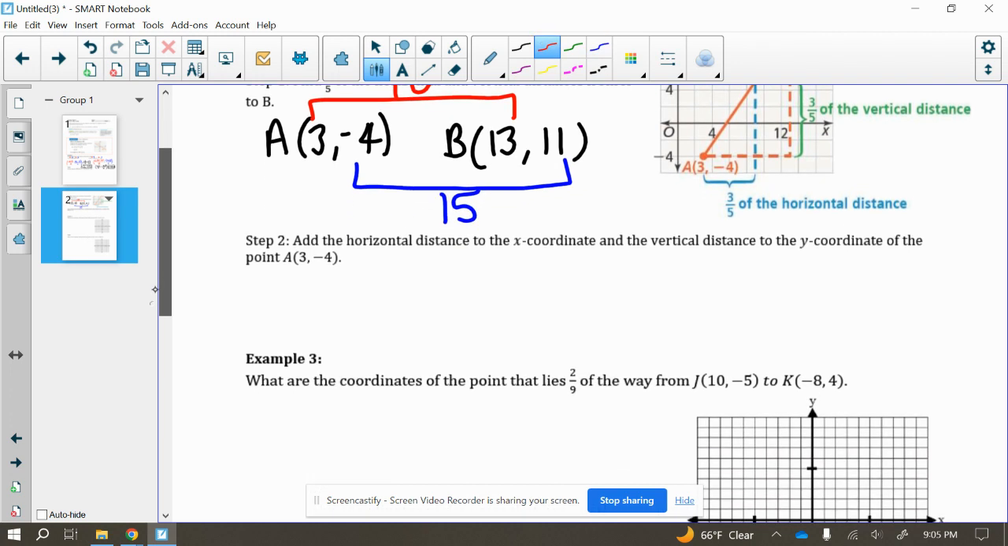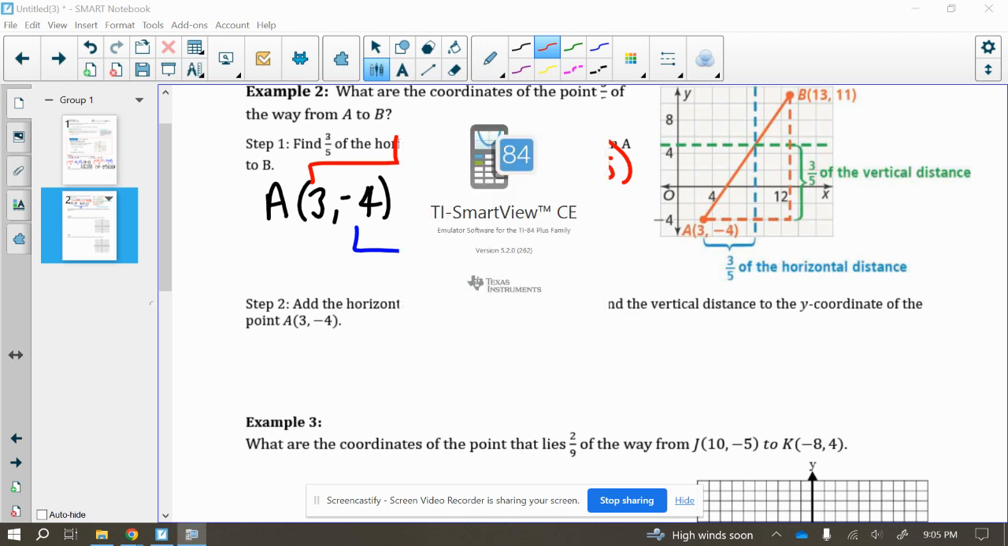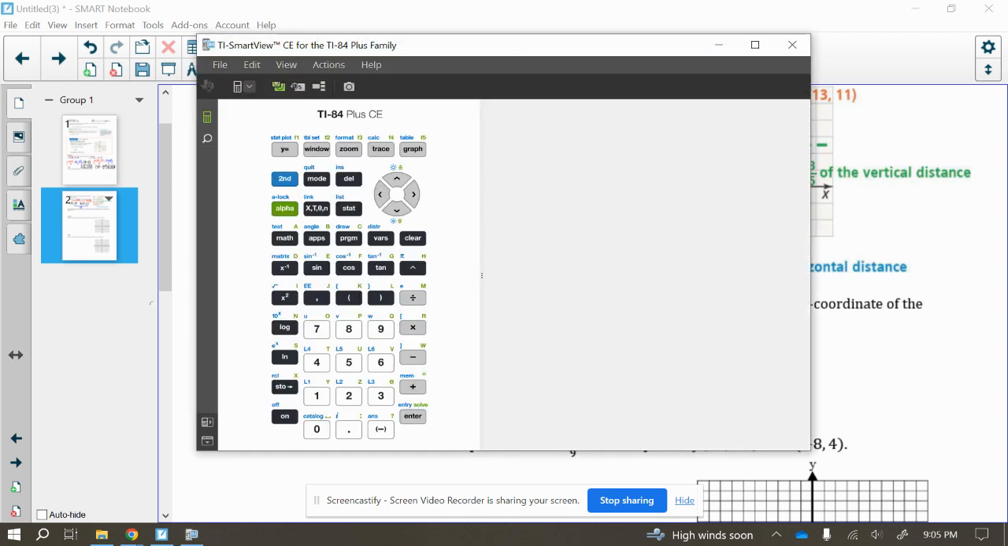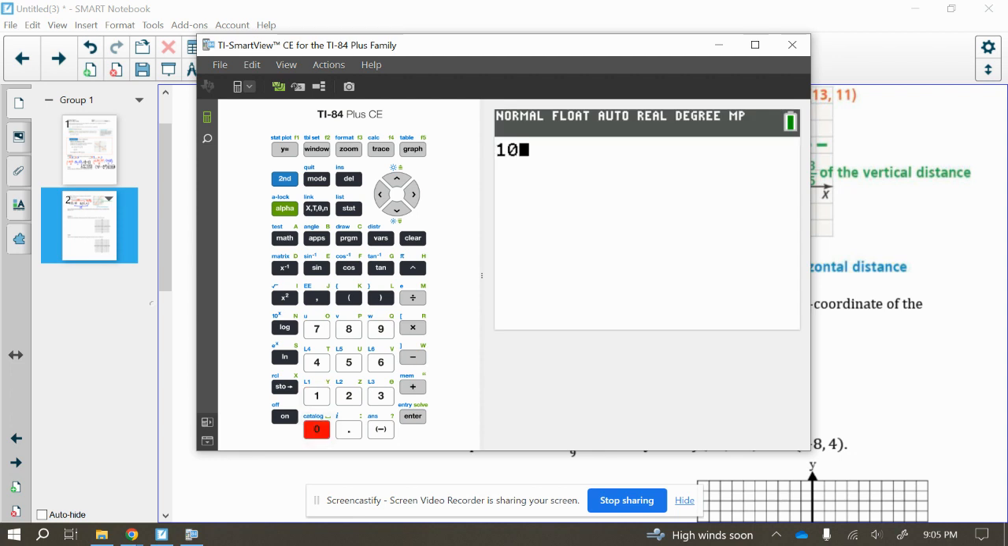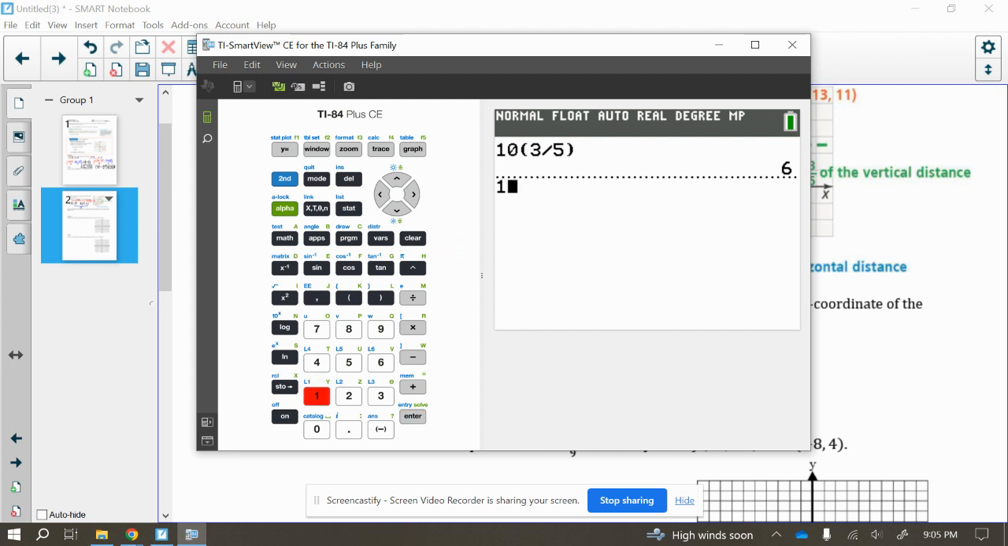From there, what we want to do is take those two values and find 3/5 of that. Because again, that's our total distance we originally moved. We want 3/5. So 3/5 of 10 is going to allow us to take 10 times 3/5. And again, we could do this in the calculator. 10 times 3/5 gives us 6. And then we have 15 times 3/5 for a total of 9.